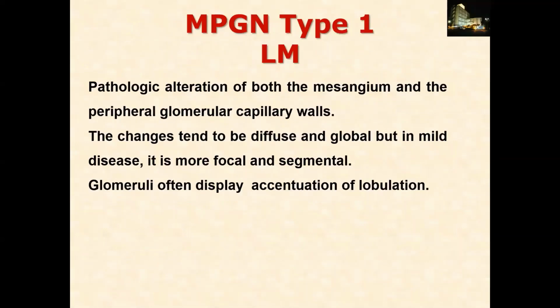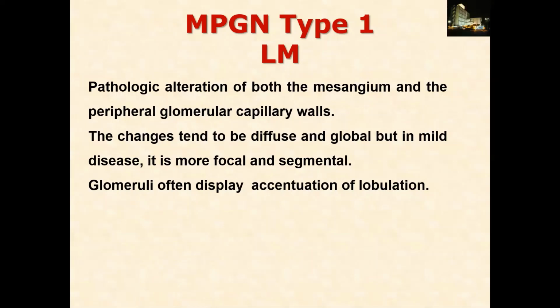MPGN, the pathological alteration: now we have more complication in the morphology or the glomerular involvement. First, in minimal change, no abnormality. In FSGS, we have just mesangial expansion, and in the membranous, we have thickened basement membrane. Now we have a more complex abnormal pattern in the glomeruli, with pathologic alteration of both mesangium and the peripheral glomerular capillary walls. The changes tend to be diffuse or global, but in mild disease, it is more focal and segmental.